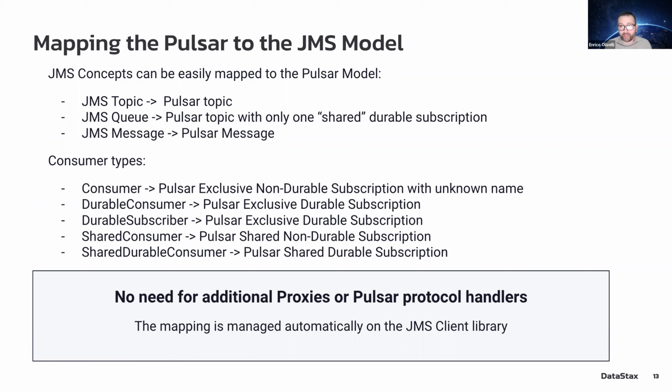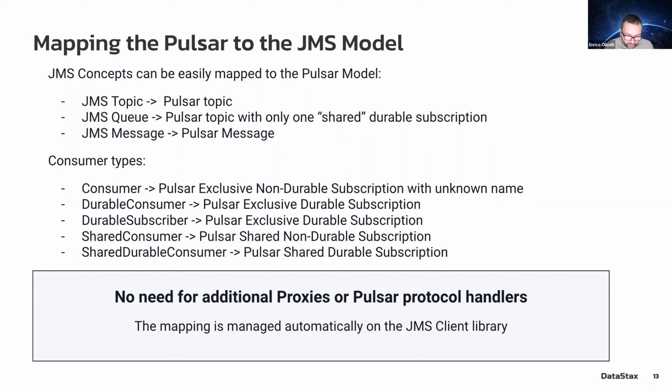A JMS queue can be emulated by a Pulsar topic just by enforcing that there can be only one shared durable subscription on the topic, because for one queue, the constraint is that each message is dispatched only to one consumer at a time. And the JMS message is a Pulsar message with a payload and header properties. You have many consumer types in JMS, and you can map them one-on-one to Pulsar subscription modes.